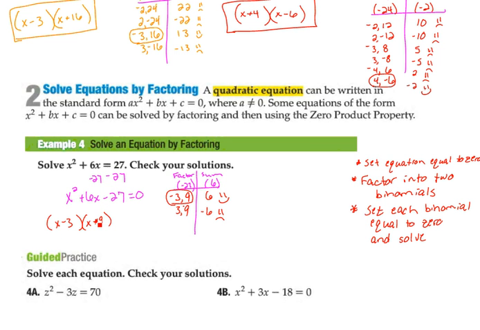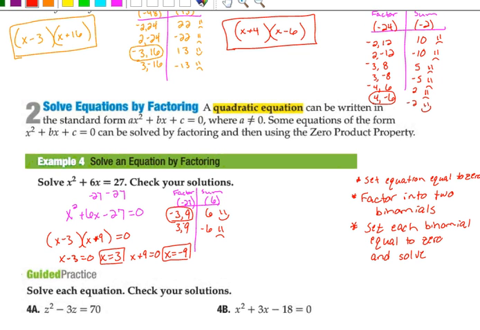And again, I'm going one step further because I want to set this equal to 0. So over here, it says set each one of them equal to 0 and solve. Okay, so I end up having x minus 3 equal to 0. So I know x equals 3. I have x plus 9 equal to 0. So I know x equals negative 9.